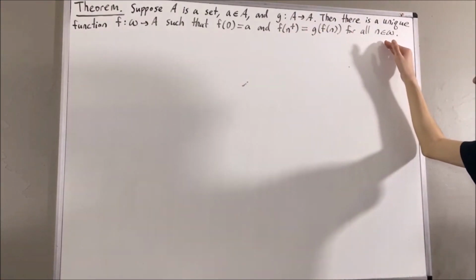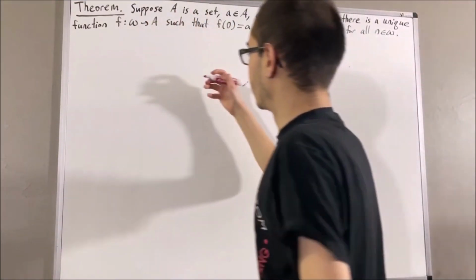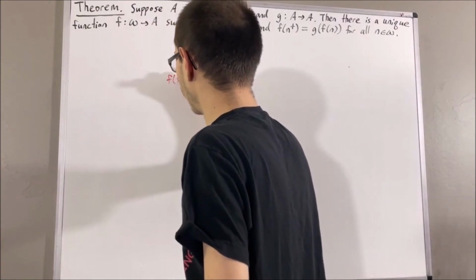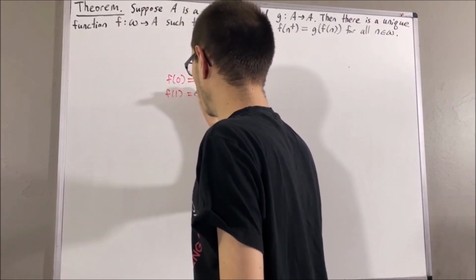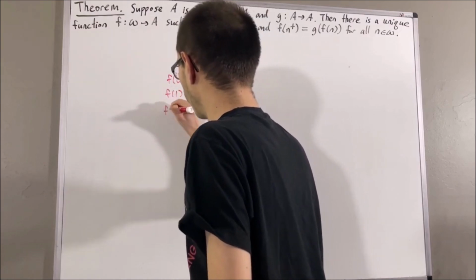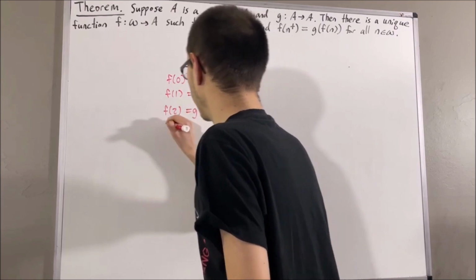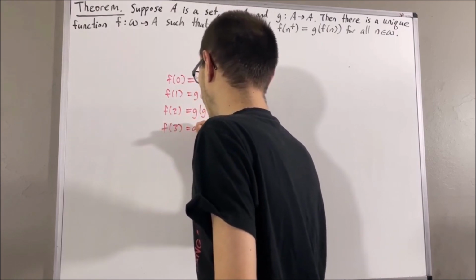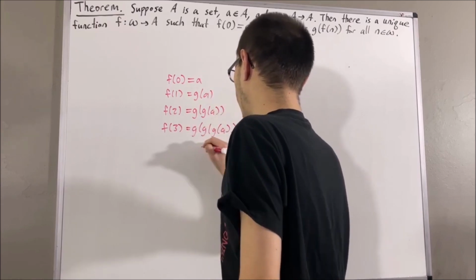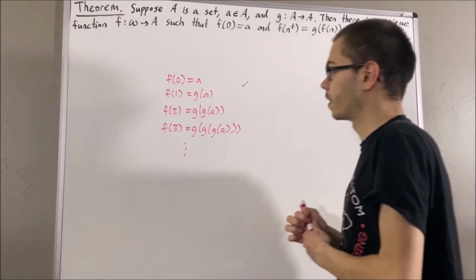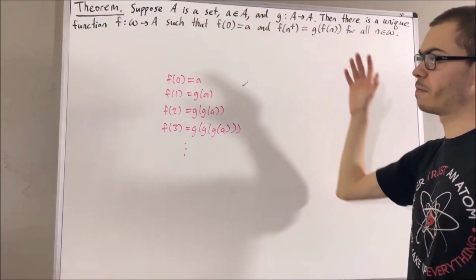numbers n. So essentially, what this function f is doing is it's saying f of 0 is equal to a, f of 1 is equal to g of a, f of 2 is equal to g of g of a, f of 3 is equal to g of g of g of a, and so on. This theorem is often referred to as the recursion theorem.